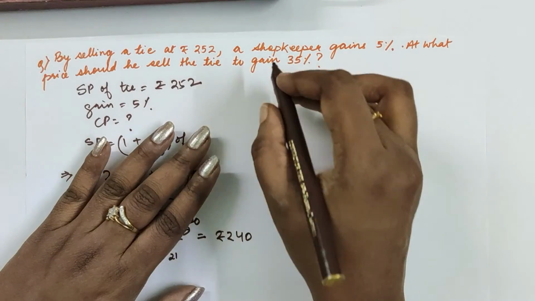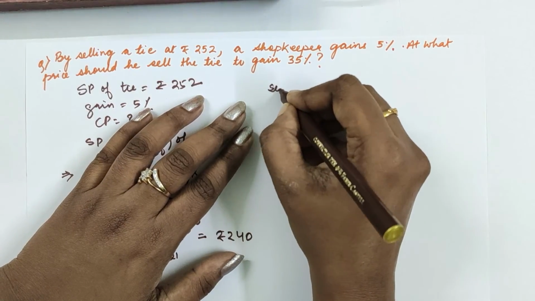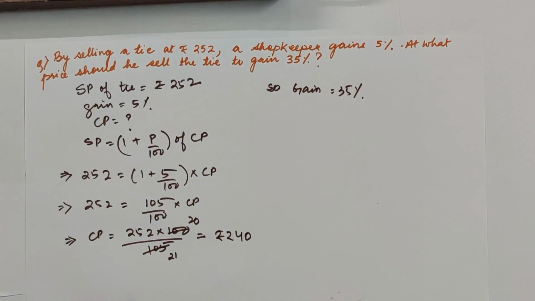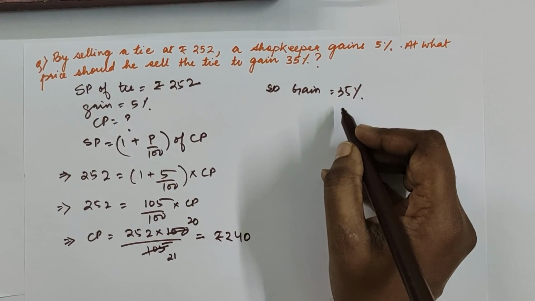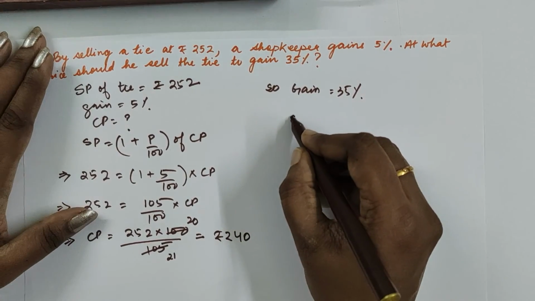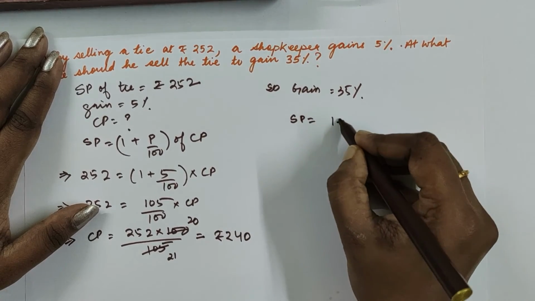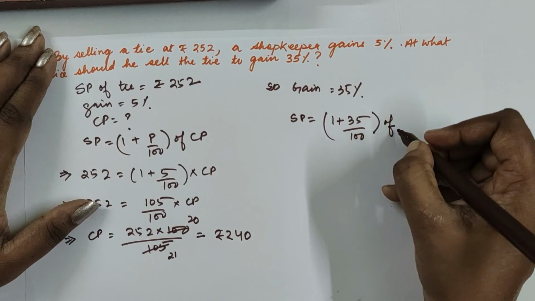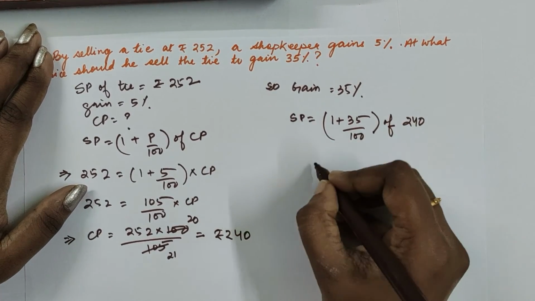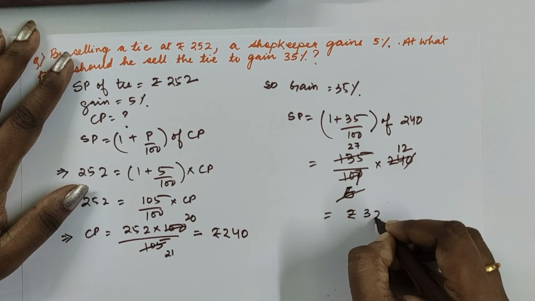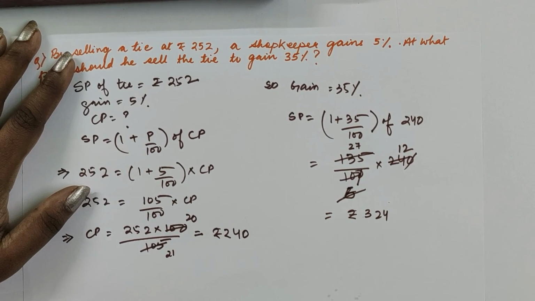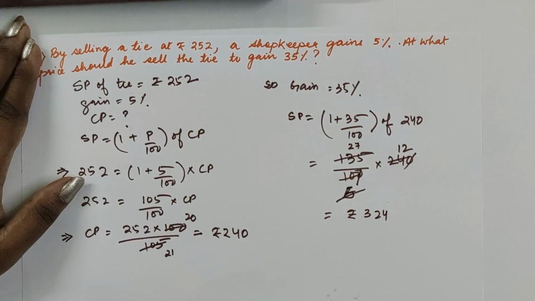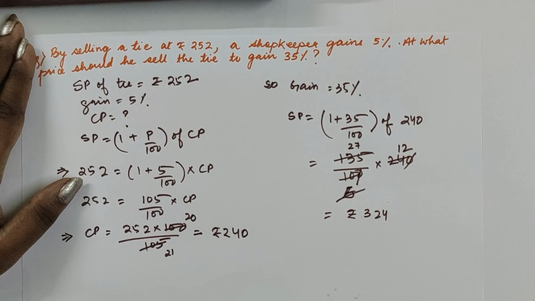Now he wants to sell at a gain of 35%. If he wants a gain of 35%, the formula is SP equal to 1 plus 35 by 100 of CP, that is 240. That is rupees 324. So the selling price of this tie should be 324, so that the shopkeeper can gain a profit of 35%.